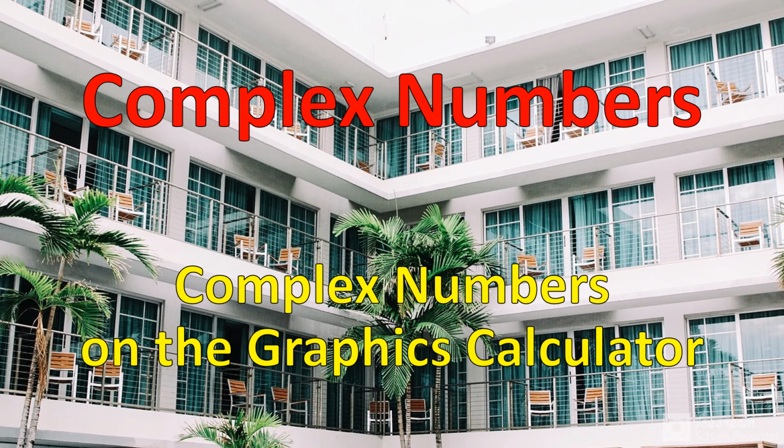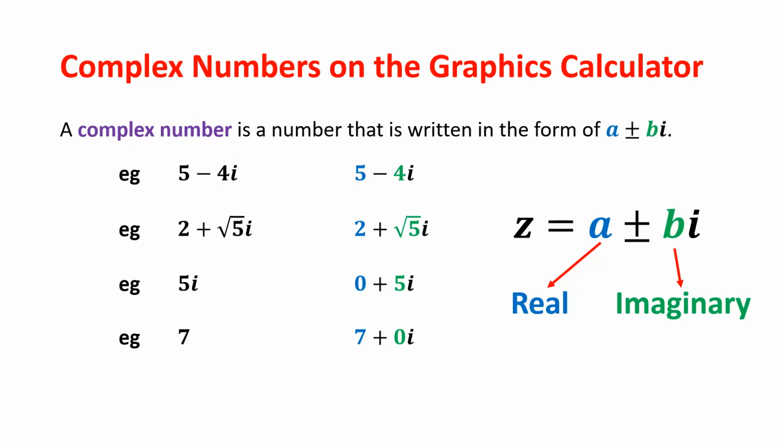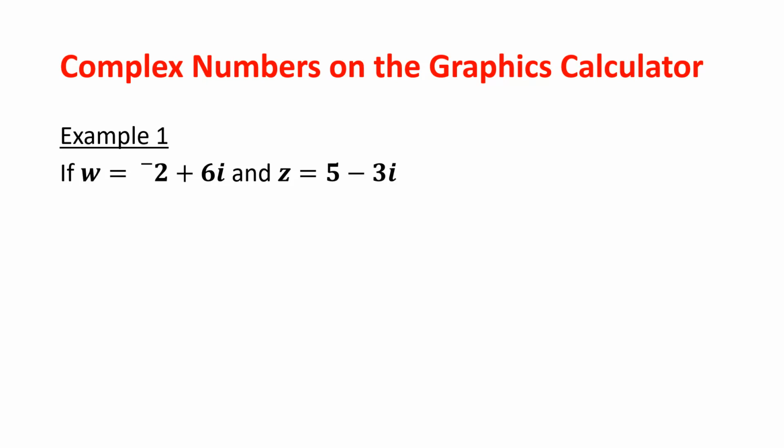We finally get to show you how to do complex numbers on your graphics calculator. Hooray! We know complex numbers in rectangular form are written in the form a plus or minus bi. So let's show you how we use our calculator to do a lot of the basic calculations we've shown you.